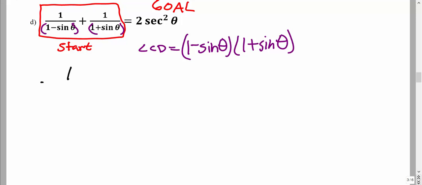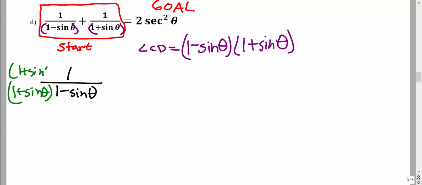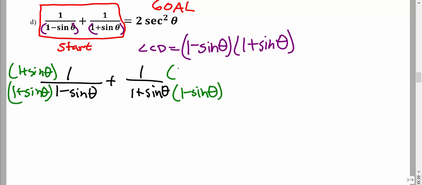So we're going to take the original fractions and we're going to multiply in that missing factor. We're going to multiply the left fraction by 1 plus sine theta on the top and the bottom. And then the second fraction, we're going to multiply that by 1 minus sine theta on the top and the bottom.